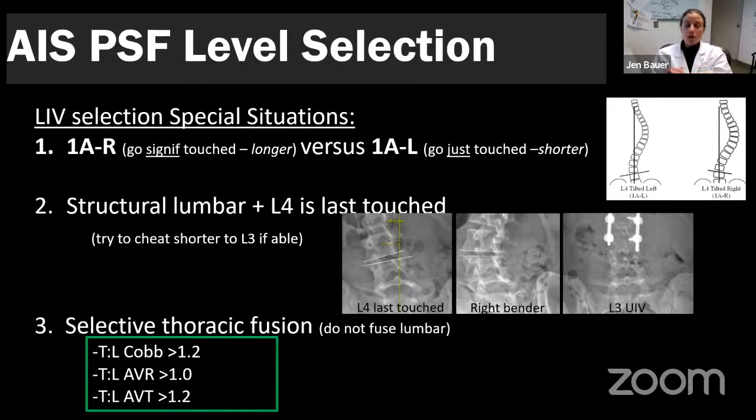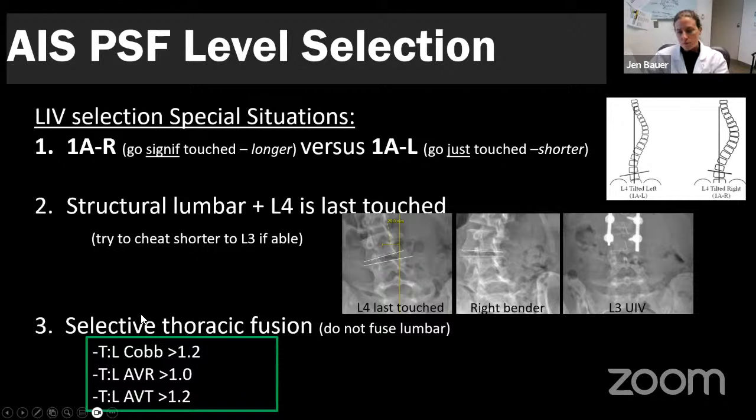Another difference is, is the last substantially touched vertebra, the one touched by the center sacral vertebral line, L4? You can see here it's touching L4, not quite touching L3, but we want to cheat to L3 to leave as many levels as we possibly can. We can cheat to L3, even if it's not being touched by it, if the center of the body is within 3.5 centimeters of the center sacral vertebral line. If on a bender, this disc reverses, then we know that we can get away with stopping at L3.